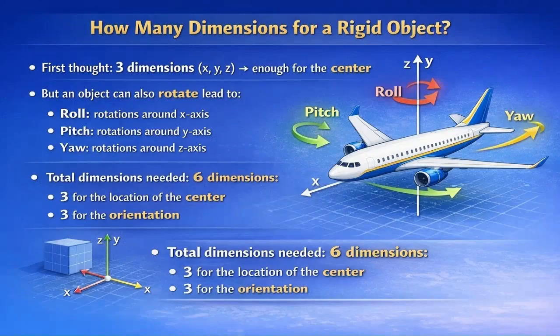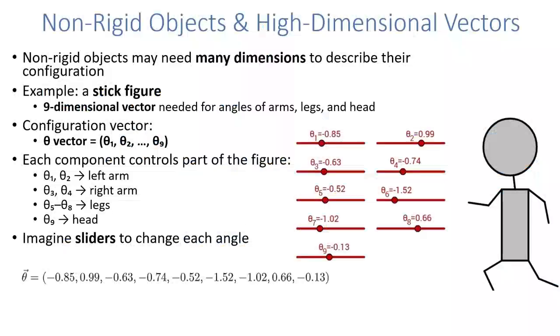How many dimensions does it take to specify the position of a rigid object like an airplane in space? At first, you might think 3 dimensions are enough: 1 for the x-coordinate, 1 for the y, and 1 for the z. And that's partly true. 3 dimensions are enough to specify the center of the object. But there's more. Even if we know the center, the object can still rotate. For an airplane, for example, it can roll, pitch, and yaw. 3 different rotations. So in total, we actually need 6 dimensions to fully describe the position of a rigid object. 3 dimensions for the location of its center, and 3 more to describe the direction it's pointing.